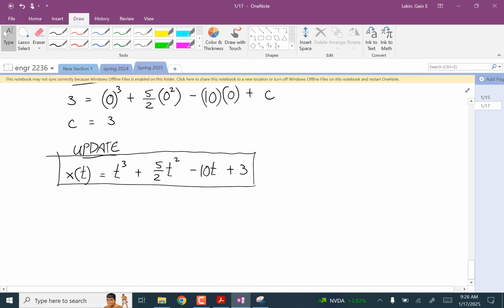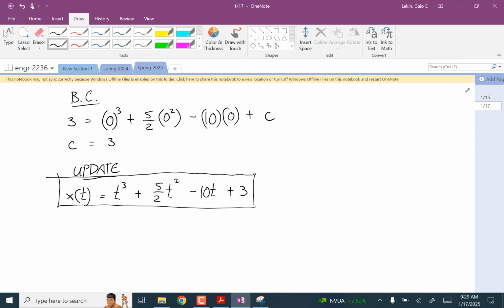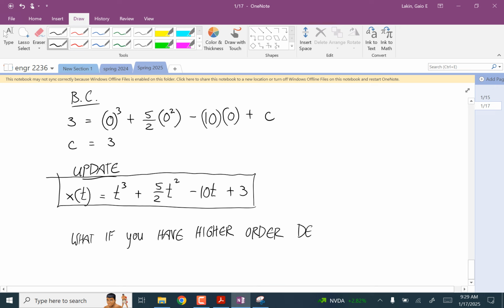Well, what do you do in a case like this if you have higher order derivatives? So what if you have higher order derivatives? Second derivatives, third derivatives. In dynamics, it's pretty unlikely you'd have to deal with more than third order derivatives.